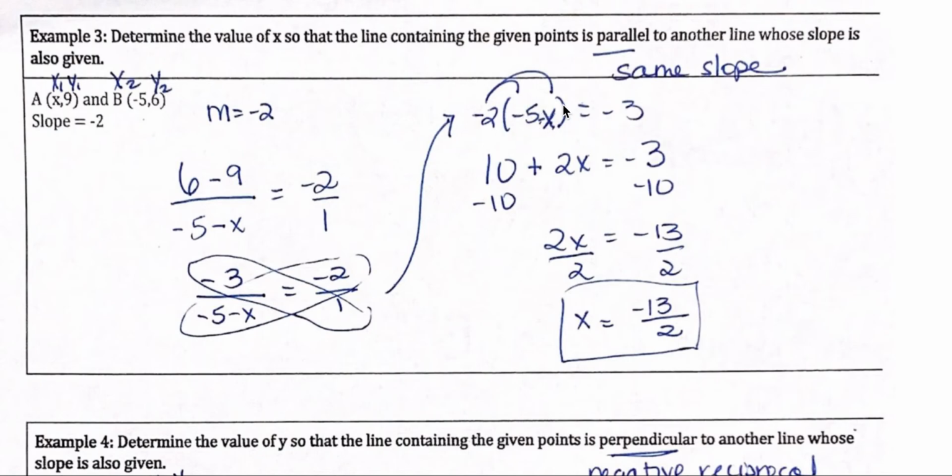Distribute your negative 2 to each term. So 10 plus 2x equals negative 3, and then solve. So your x value is negative 13 over 2. It is okay if you get decimals. It is okay if you have fractions. It is okay if they're improper fractions. Just make sure you simplify them whenever possible. Do not change these into mixed numbers.